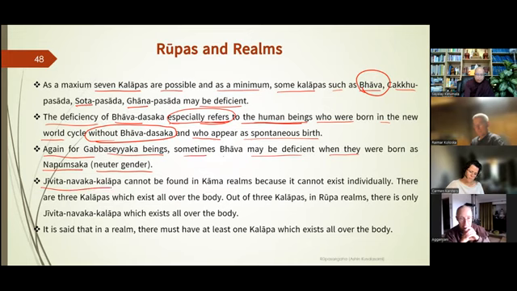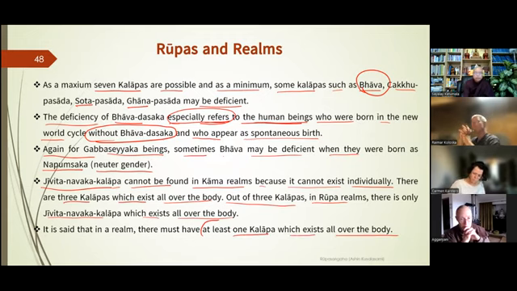And Jivita Navaka Kalapa, last week we talked about that. Jivita Navaka Kalapa cannot be found in Kama realms because it can exist individually. There are three Kalapas which exist all over the body: Kaya, Bhava, and Utu. At the moment of Bodhisanti, out of three Kalapas in Rupa realms, only Jivita Navaka Kalapa exists all over the body. It is said that in any realm, there must be at least one Kalapa which exists all over the body. So that is a remark for the Rupa realms. I hope you got it.